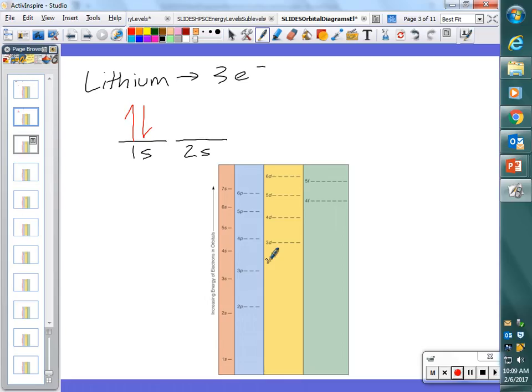What else can you tell me about it? Well, hold on to that just for a second. What can you tell me about the orbital itself? It's what shape? Spherical. That's the S part. So it's higher energy because we went from 1 to 2, but it's still spherical. This is the red circle that it was on my drawing.